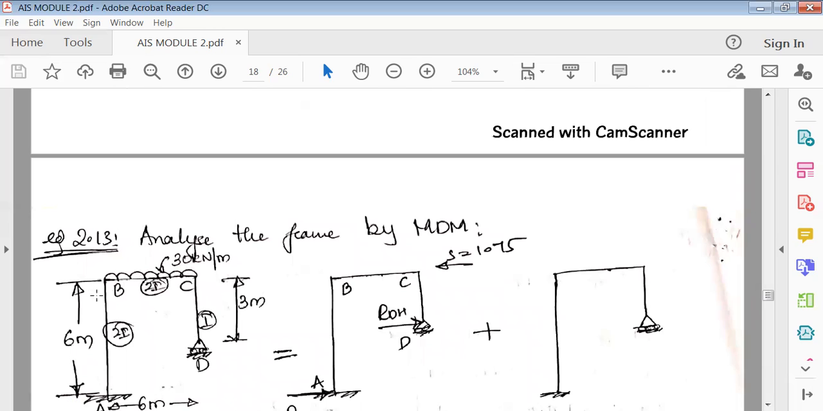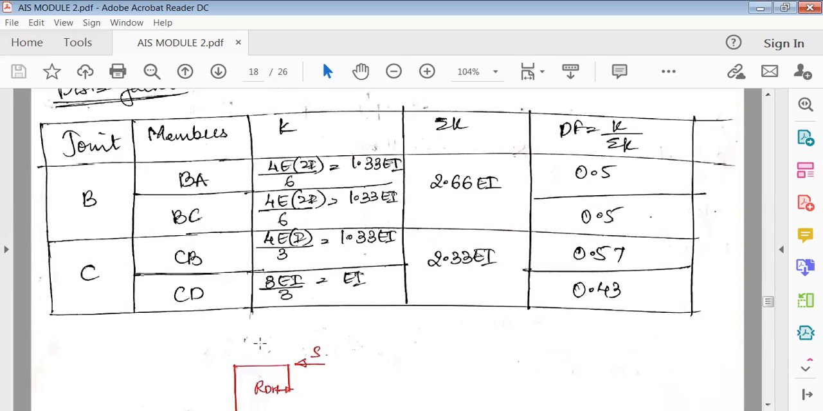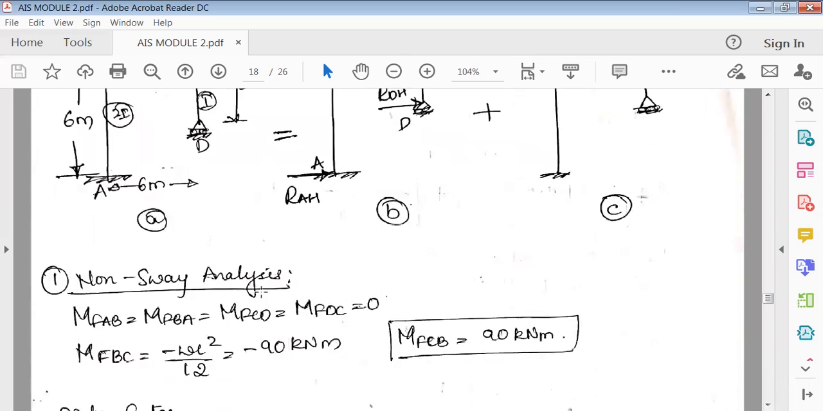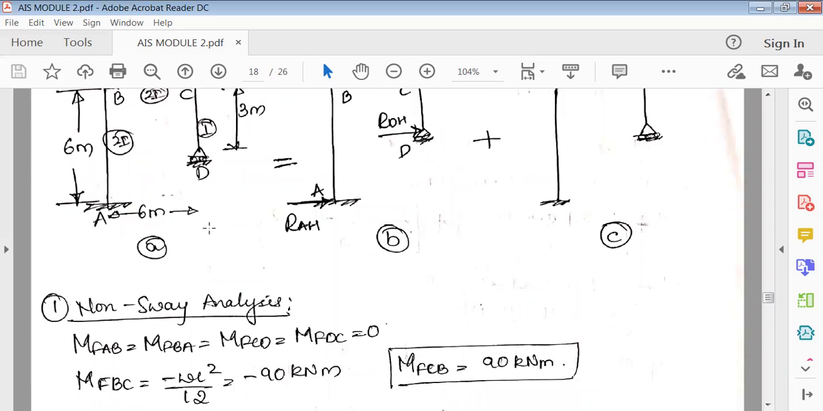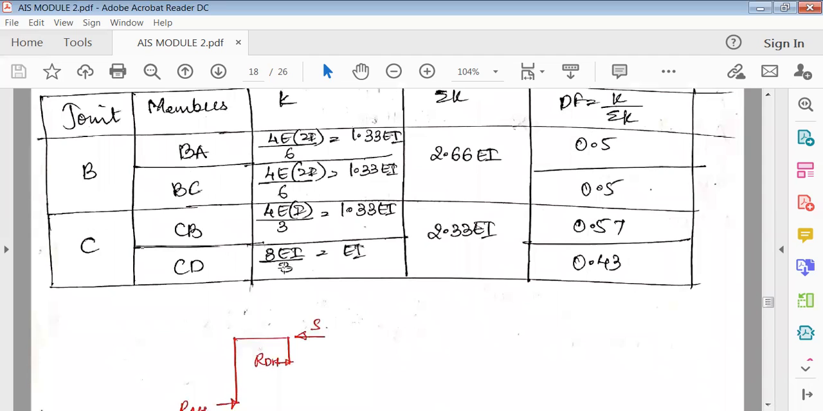So CB, again B is the intermediate support. Because it is an intermediate support, it's treated like a fixed support, so it is 4EI by L. And CD, now D is having a simple support or a roller support. So that's why the formula changes to 3EI by L.